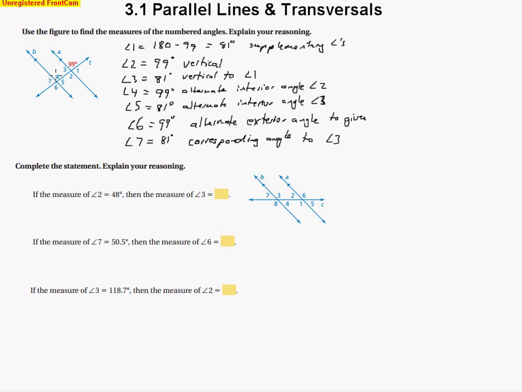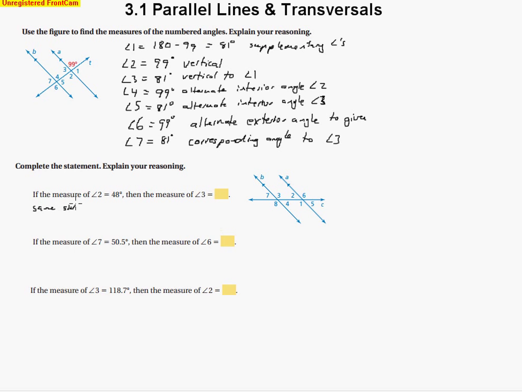to the transversal. So moving on to the next one, it says if the measure of angle 2 is 48 degrees. So they're going to use the same figure here, but they're going to change the degrees of the angles. And they said if angle 2 is 48 degrees, what is angle 3 going to be? Well, notice how 2 is an acute and 3 is an obtuse angle. They're not the same. These are called same side.